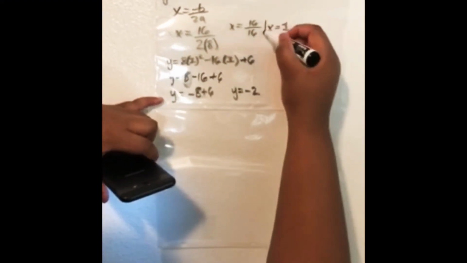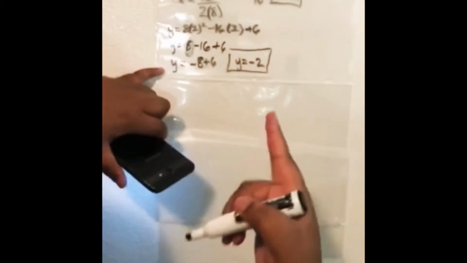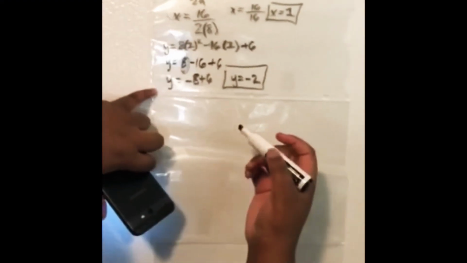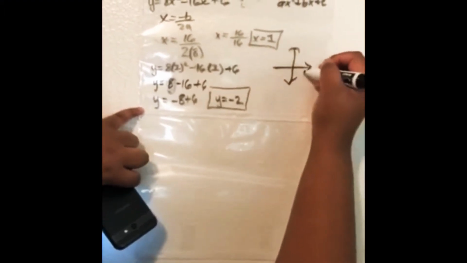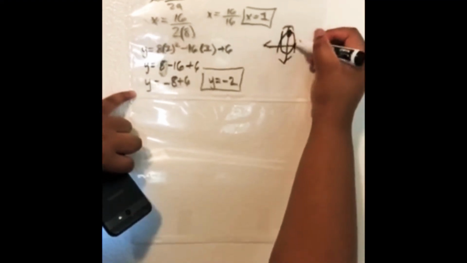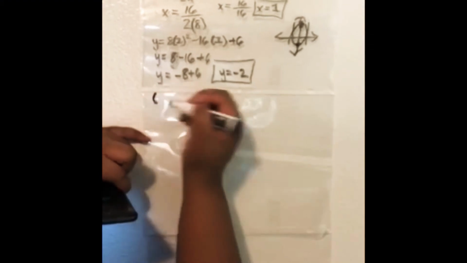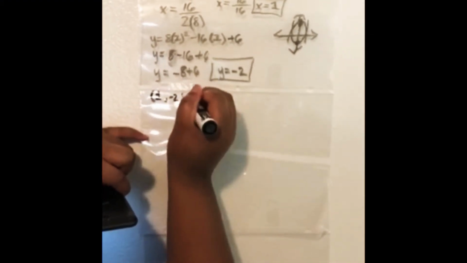So our value of x is 1, and our value of y is negative 2. And so these points will be the vertex. The vertex will be the maximum point or the minimum point in a quadratic equation. And so these are the coordinates. If we wrote it as coordinates, it would be like this.